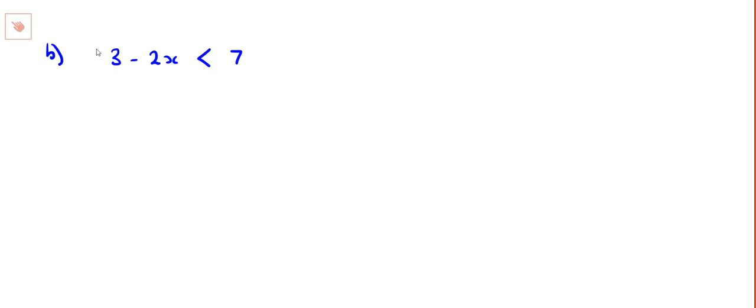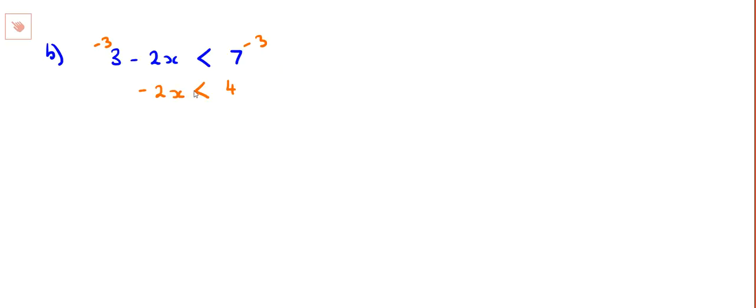Minus the 3. -3, good. -3. Well, that's nice and easy because that becomes 4. What do I get left with on this side? -2x. Is that what you said?